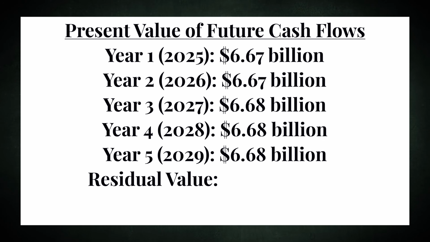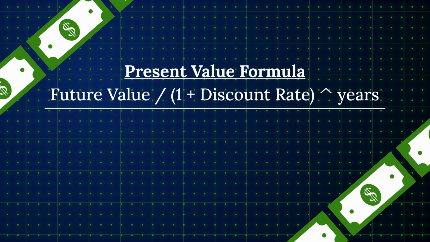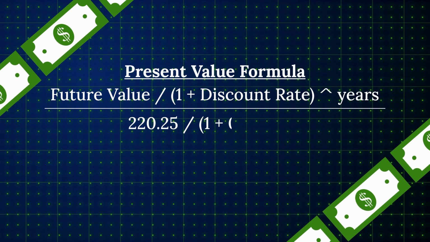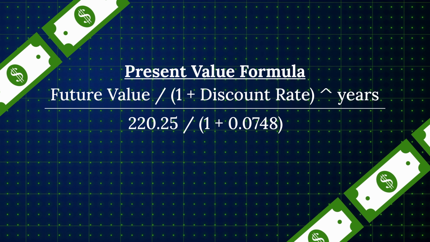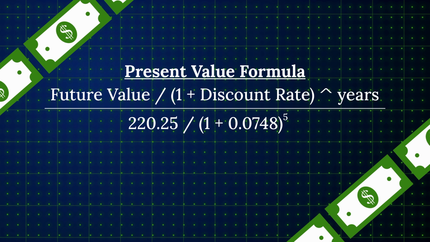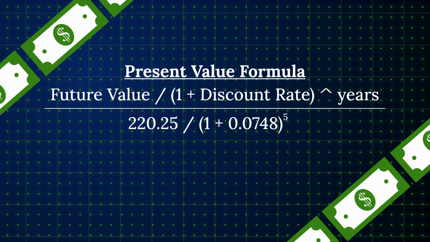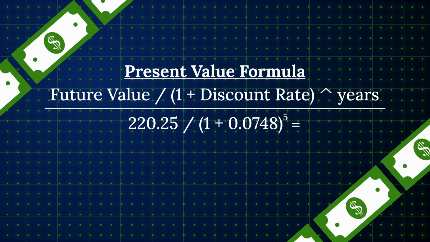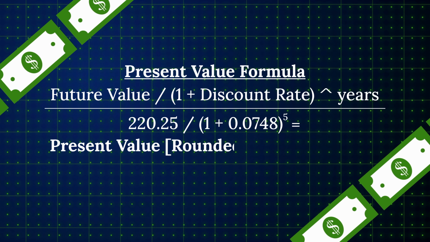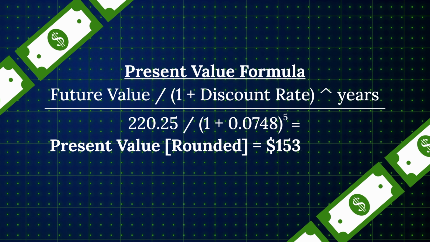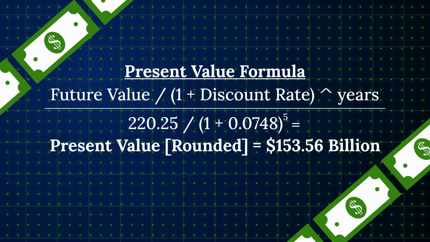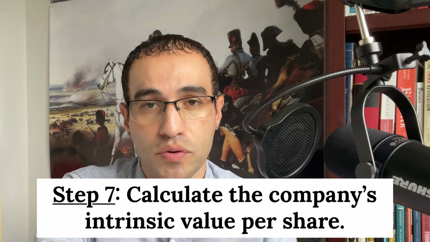Okay, so to get the present value of the company's $220.25 billion residual value, we're going to plug the numbers into our formula again, and we're going to raise to the power of 5 because the residual value is considered to be in year 5. And this gives us a present value of a rounded $153.56 billion.